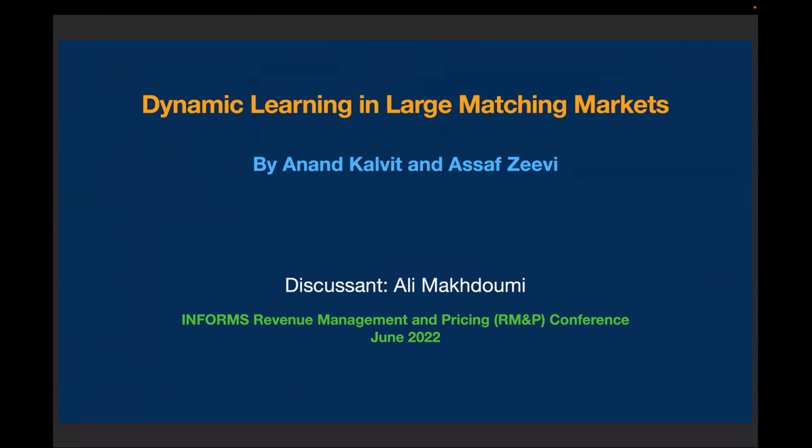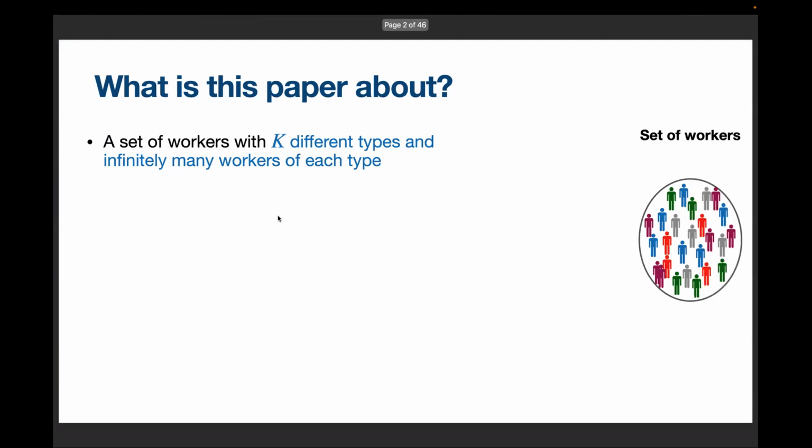So I really enjoyed reading the paper, and hopefully, I can convince you at the end that this is an interesting paper. I'm going to start with a high-level description of the application, and then mostly focus on the fundamental online learning problem that this paper is dealing with. So what's the application? We're going to have a set of workers with k different types, and crucially infinitely many workers of each type. That's one of the key assumptions.